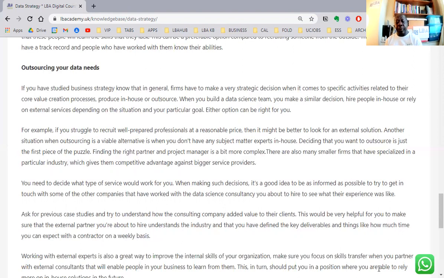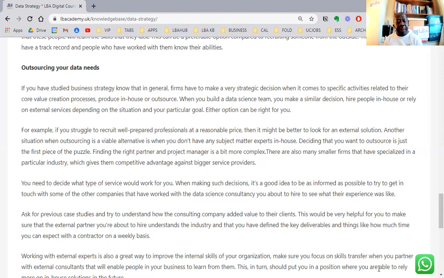Then there are also many smaller firms that have specialized in a particular industry like yours, which gives them competitive advantage against bigger service providers. So you don't want to run into IBM and HP and Google because they are going to cost you an arm and a leg.